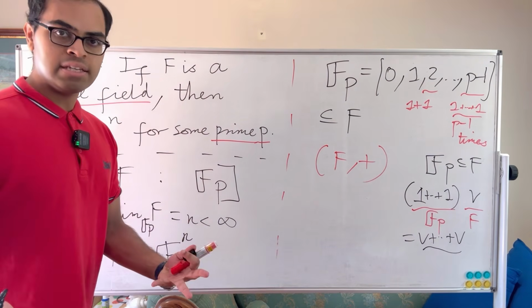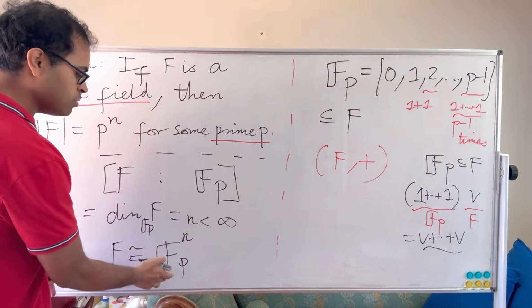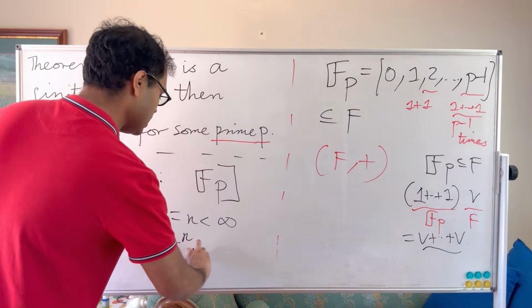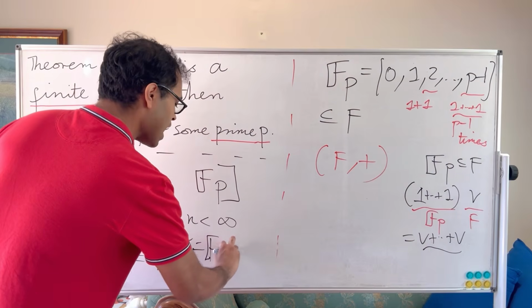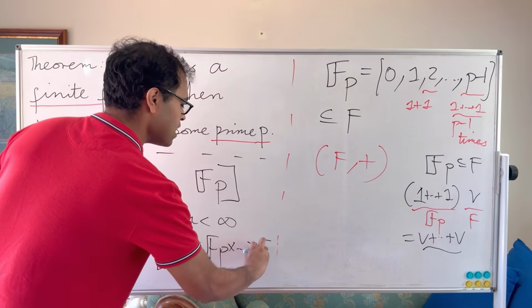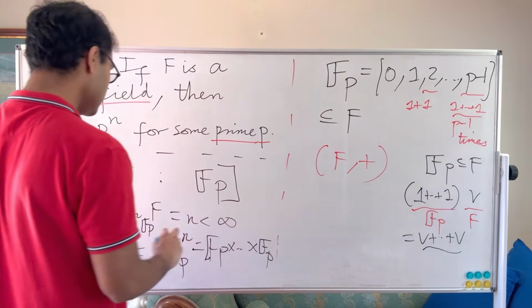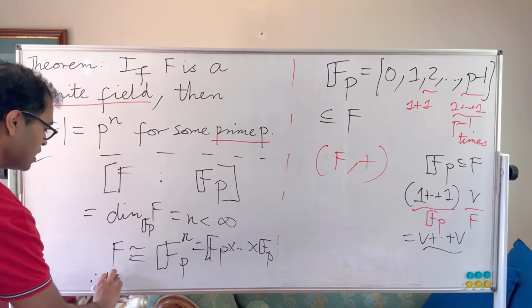Once you fix the basis of n vectors, you can think of it as Fp to the n. So you have n coordinates: Fp times Fp times Fp, dot dot dot, n times. And when you think of it that way, you can see that there's just going to be p to the n elements. So therefore, the cardinality of F is going to be p to the n.